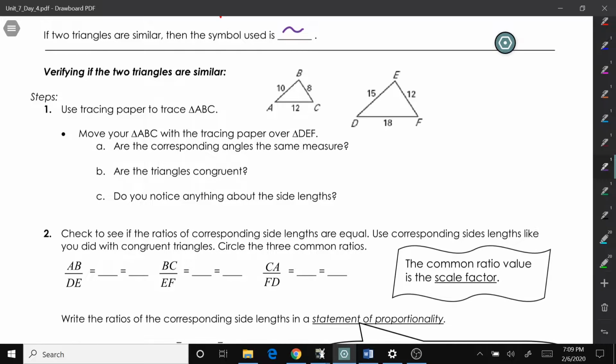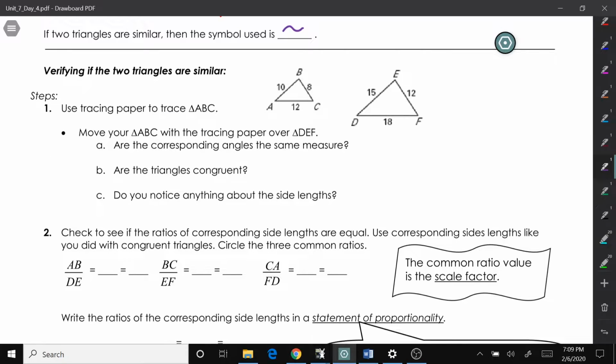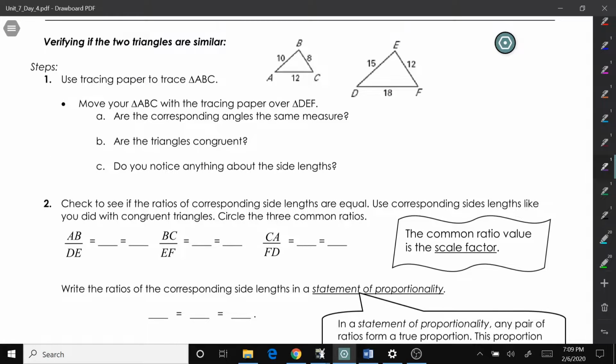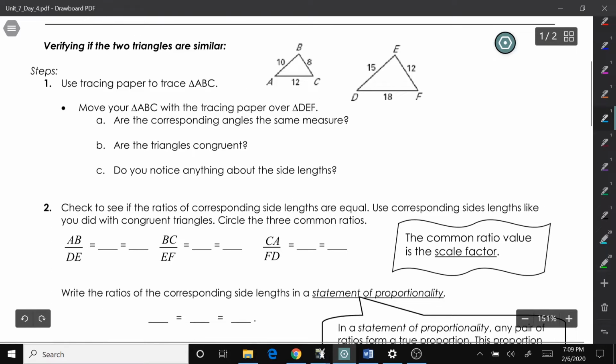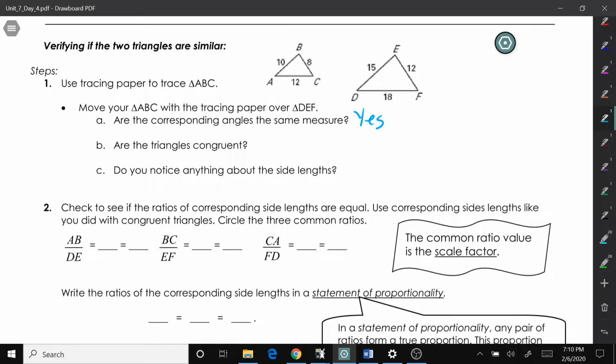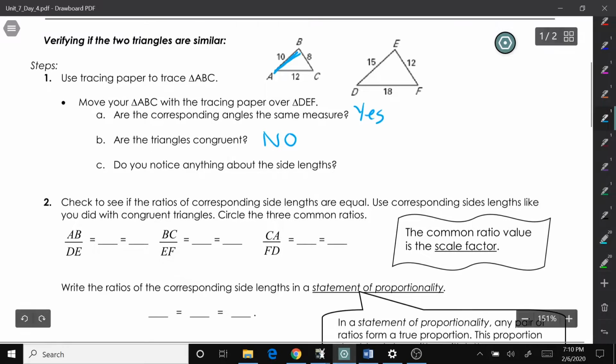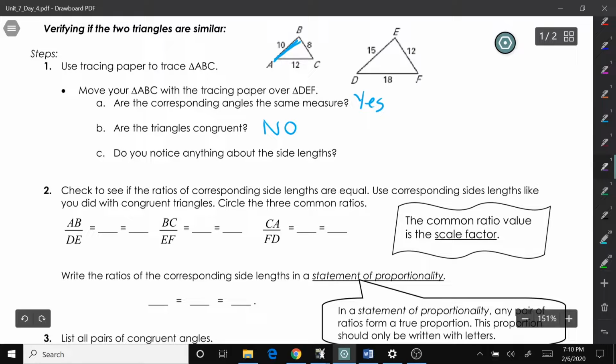So for this activity, we're just going to run through it together. We're not going to use any tracing paper and all that. So we'll just talk about it. The corresponding angles in this triangle are congruent. So yes. The triangles are clearly not congruent because we have a side length of 10 right here. No side length in triangle EFD is 10. So no. However, the triangles have proportional sides.